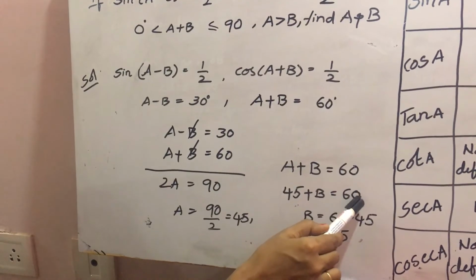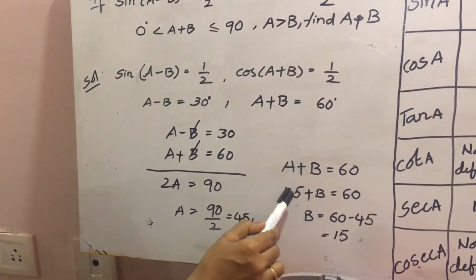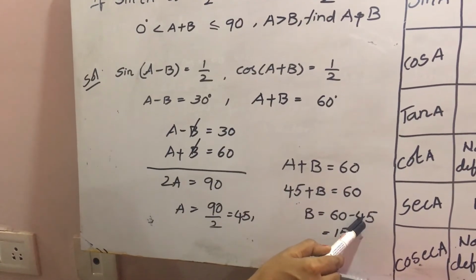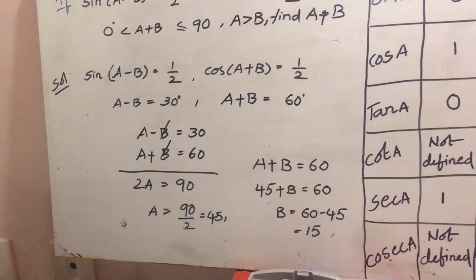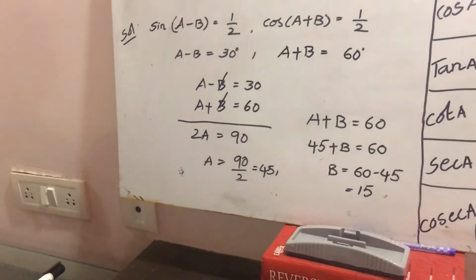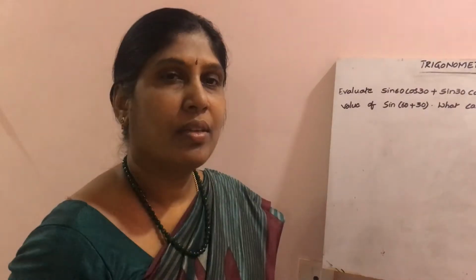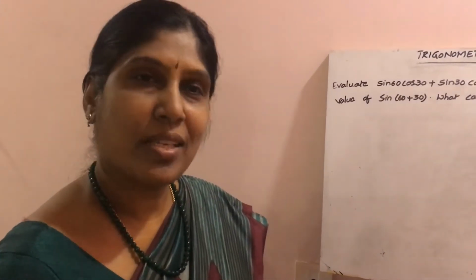45 plus b is equal to 60, b is equal to, if we take 45 to this side, it will become minus 45. 60 minus 45 is equal to 15. In this way, we can find out a and b values. Let us see one more problem in exercise 2.